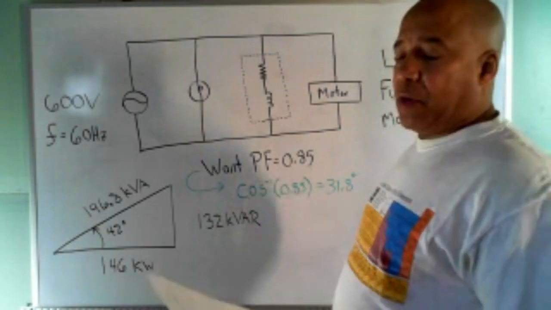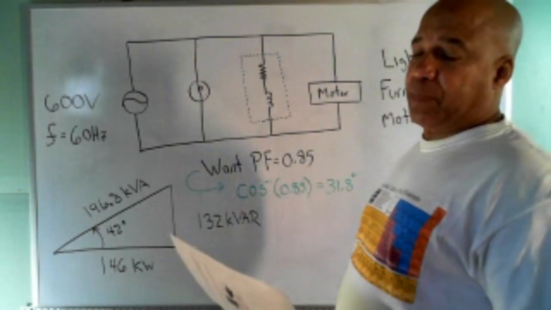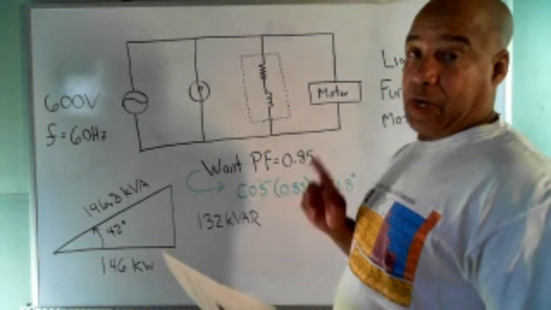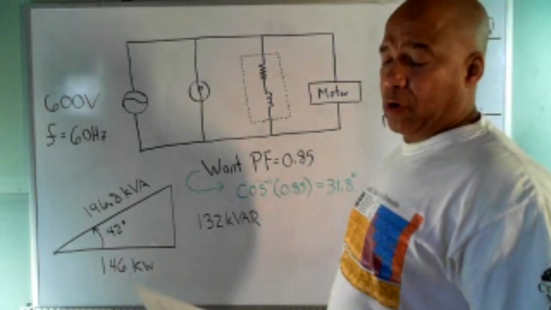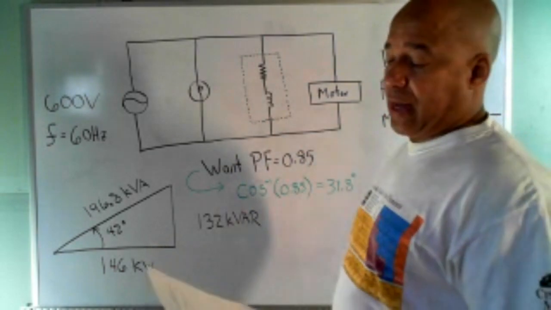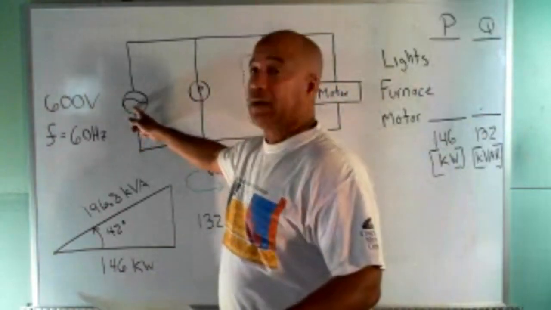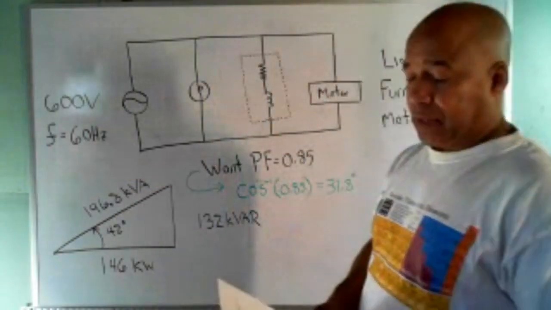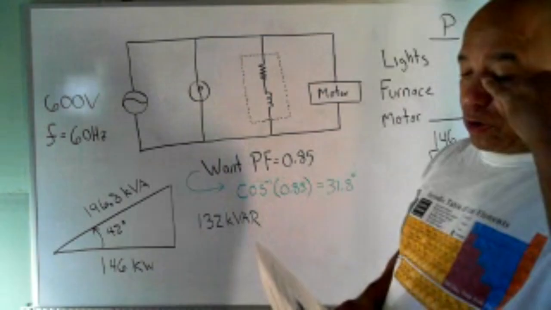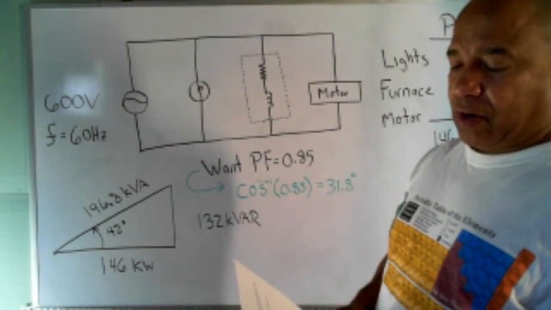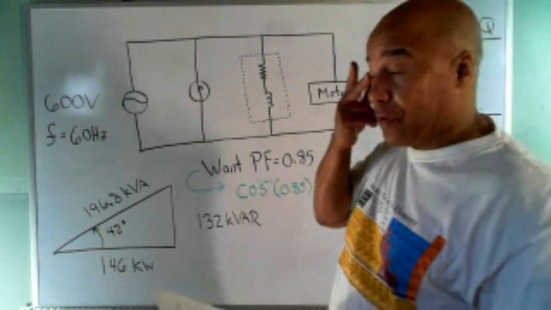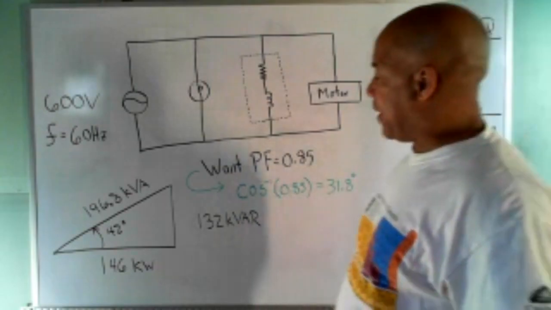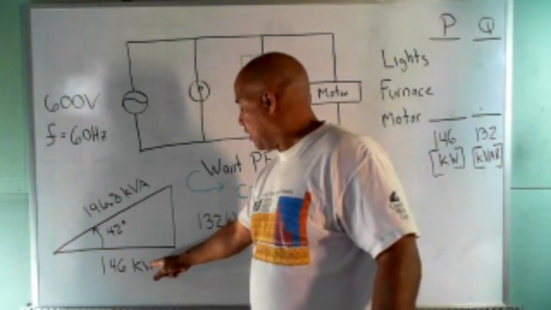But anyway, we have an industrial client. They're charged a penalty if the plant power factor drops below 0.85. The equivalent plant loads are shown in the circuit here, and they give you a frequency. So we know that the generator for this factory is 600 volts, and we have a frequency of 60 hertz. They want us to find the total power and the total reactive power, so the watts and the vars, and we did that. We got 146, 132, and from that we were able to determine this power triangle. Now this is the power triangle for the whole system.